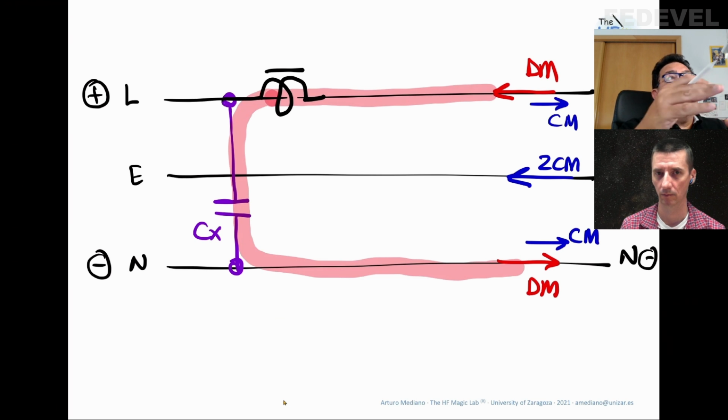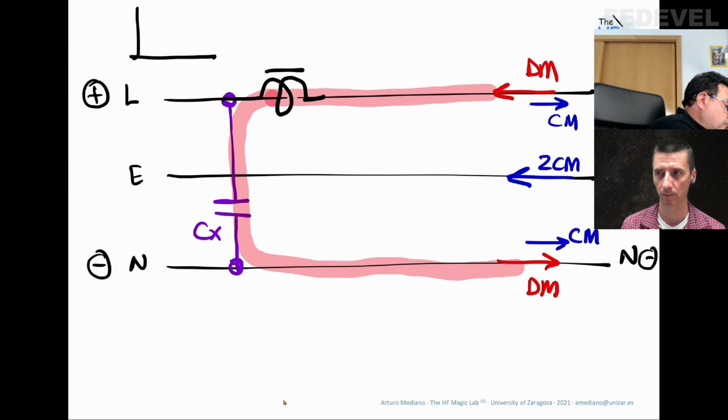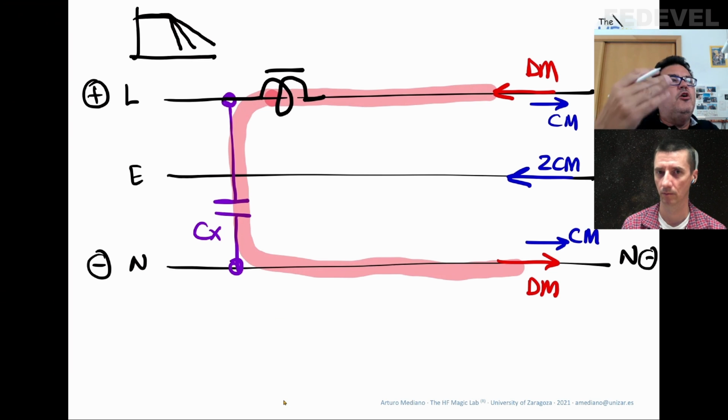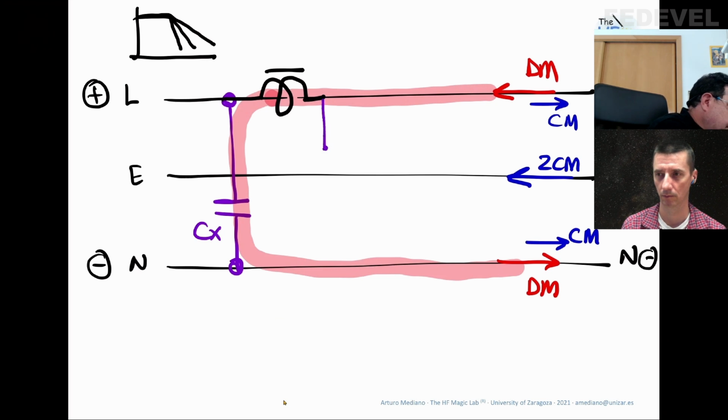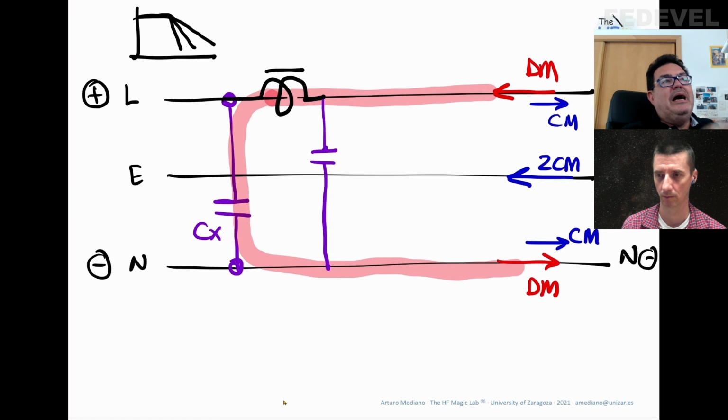If you want to filter more differential mode, you can introduce another component. You can introduce another inductor or another capacitor. If this is not good for you, you try to do this or you try to do this. You start to increase the order of the filter to have more slope in the attenuation band. But usually people don't like inductors. So instead of using another inductor on the left to have a T filter, they put another capacitor here to obtain a pi filter.